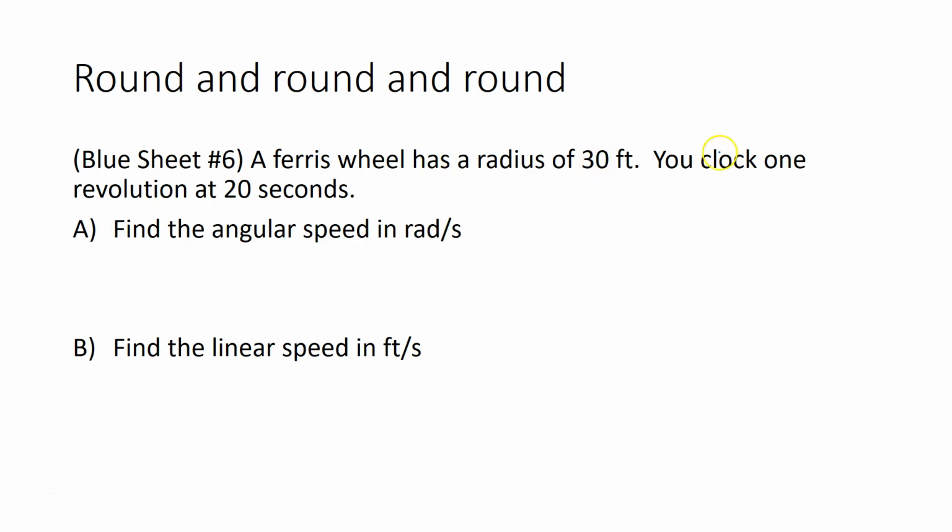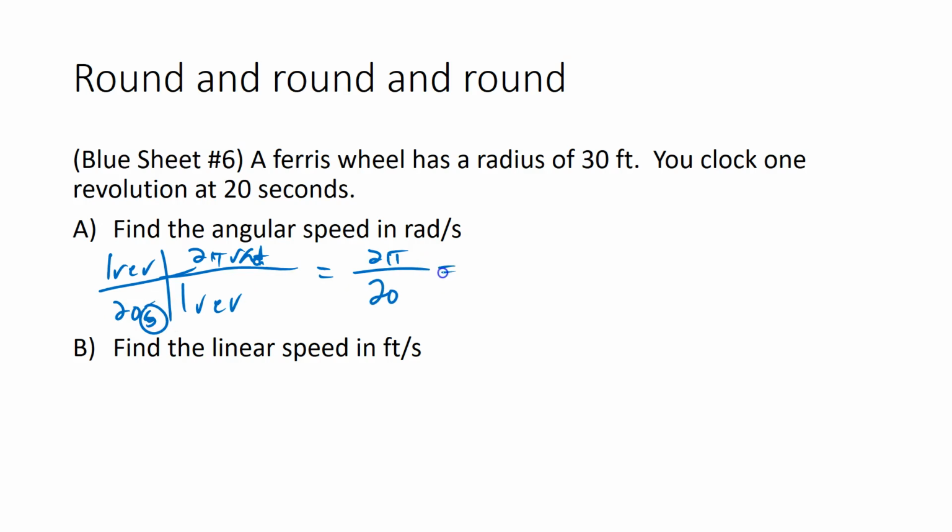So what we're told is 1 revolution in 20 seconds. We want to change that to radians per second. Well, I already have seconds on the bottom, so I'm good there. But I have to change revolutions to radians. So that's one step. 1 revolution is 2 pi radians. So 1 times 2 pi, we have 2 pi on the top. On the bottom, we just have 20. Looks like pi over 10 radians per second. I'm just going to leave it like that. So every 10 seconds, you go pi radians.